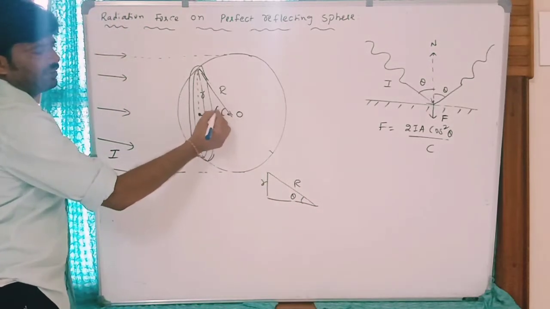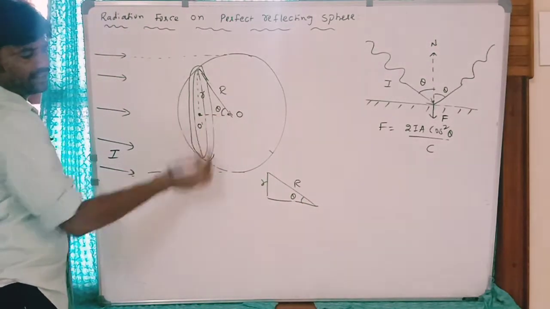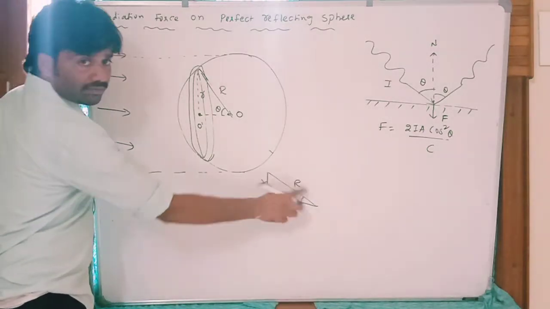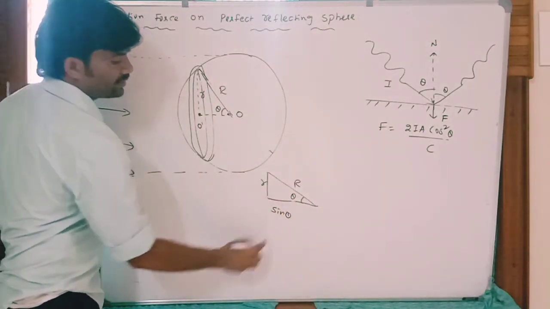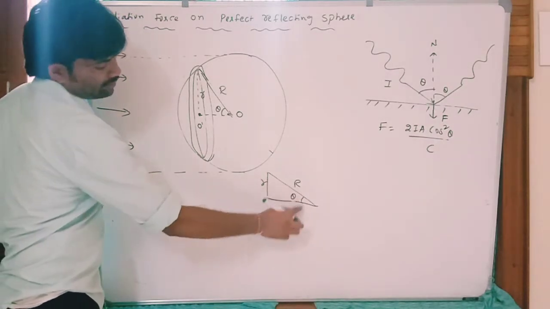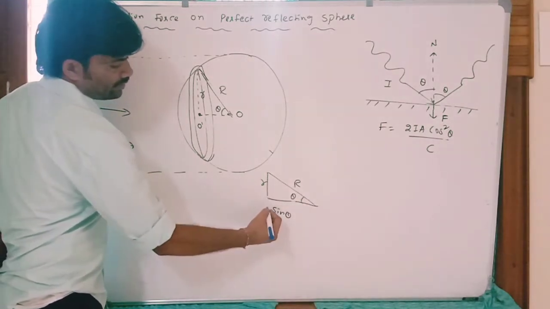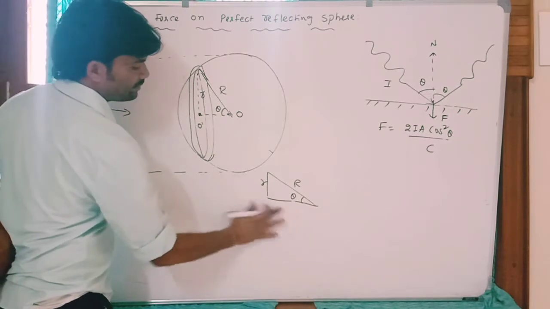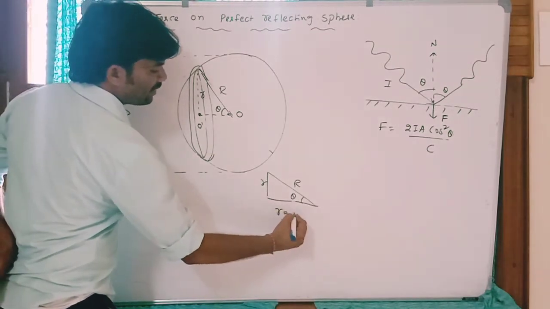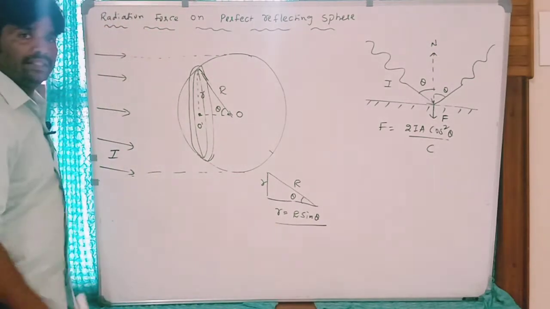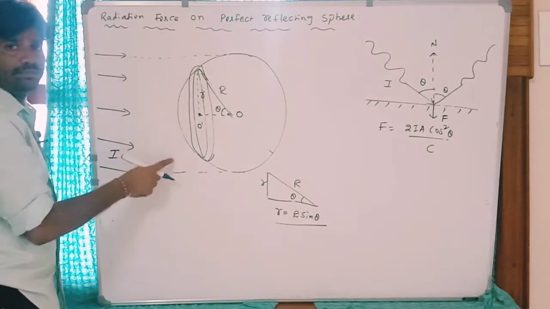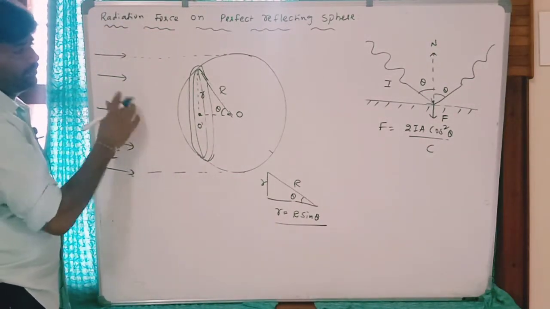If the angle between these two sides is theta, then from this triangle sin theta equals small r by capital R. So small r is equal to R sin theta. What is this small r? The radius of this circular strip, right?